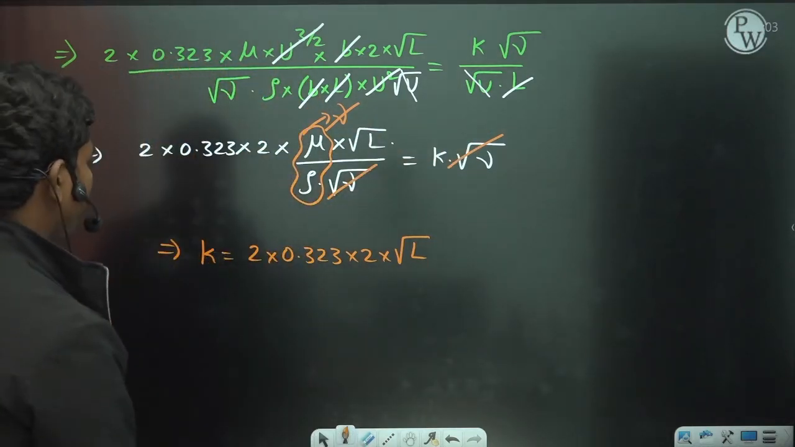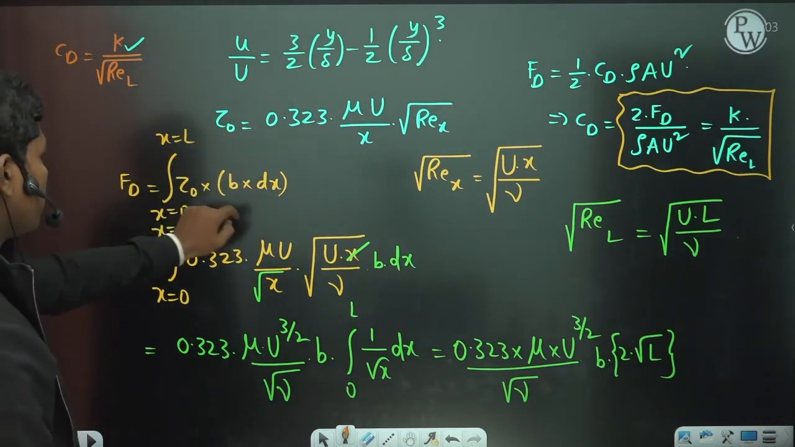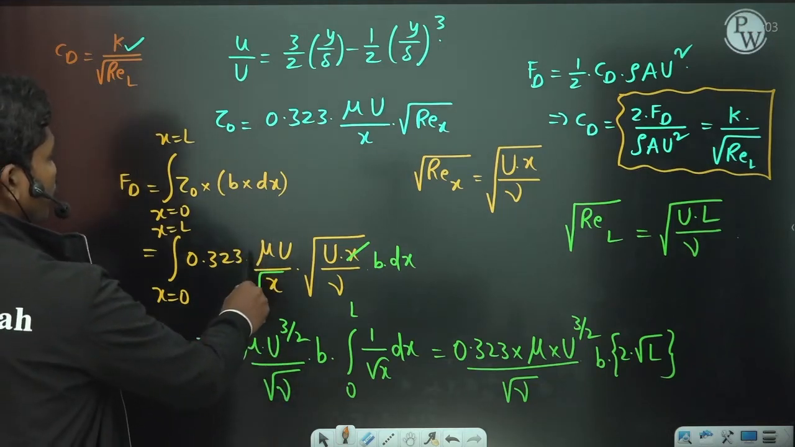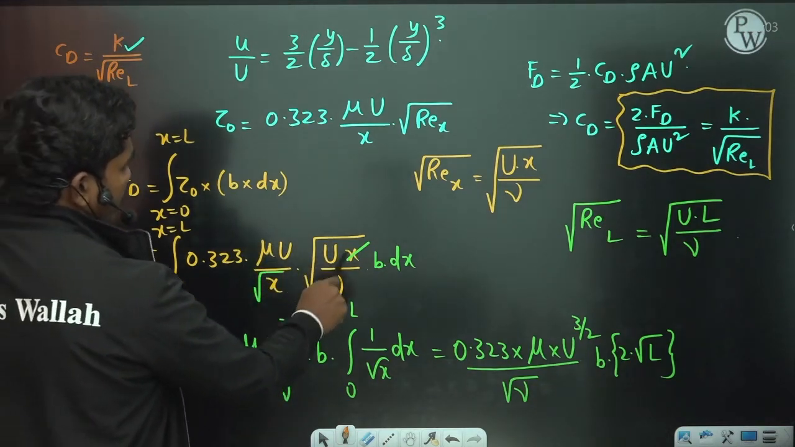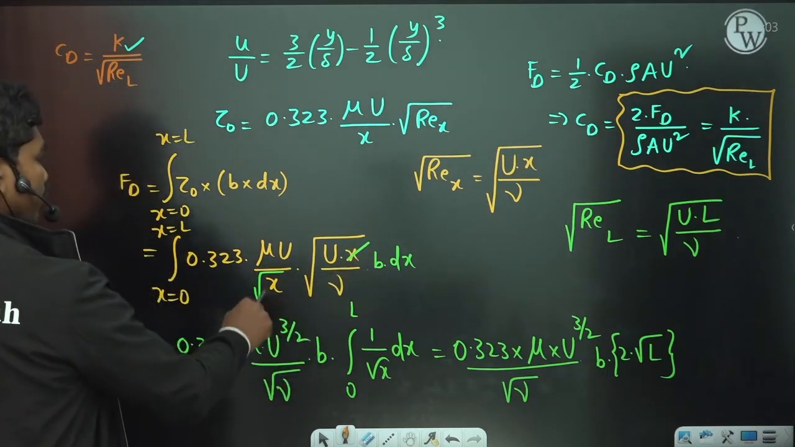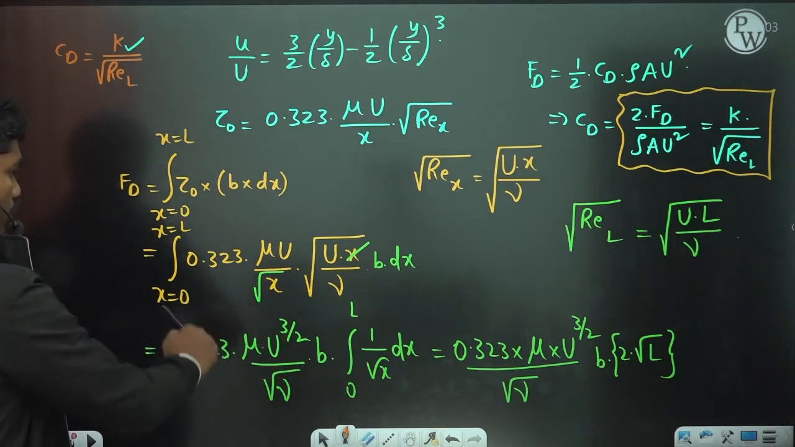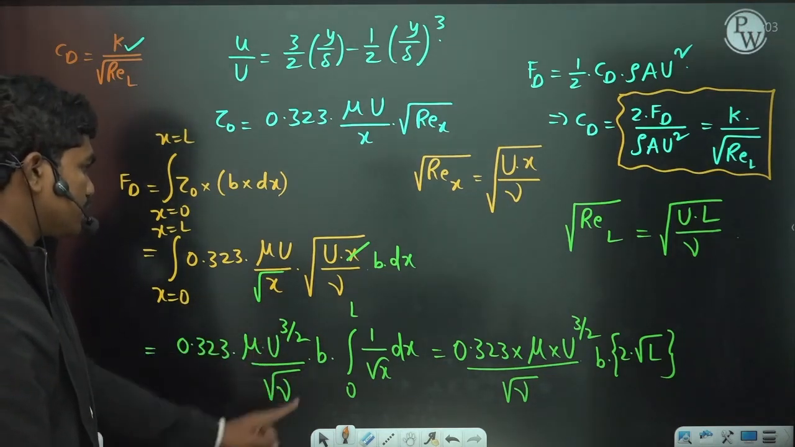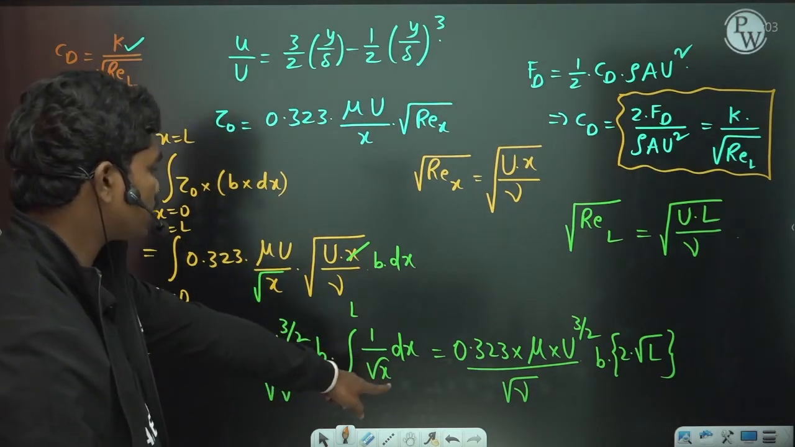Okay, so this is the value of k. Where they have given you tau_w b dx, of course, integration from 0 to L, 0.323 mu u_infinity times the square root of u_infinity x by kinematic viscosity, then this left u root x, and b dx is as usual. Out of this we pulled out constants, 0.323 mu u^(3/2), kinematic viscosity is out, b is out, integral 0 to L of 1 by root x dx.